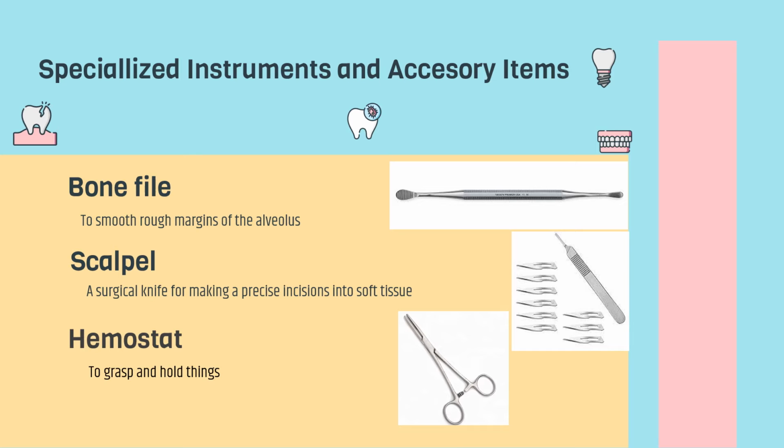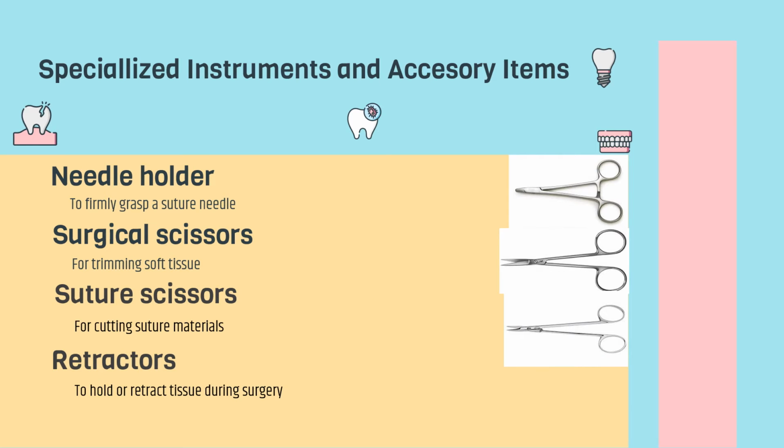Scalpel, a surgical knife for making precise incisions into soft tissue. Hemostat, to grasp and hold things. Needle holder, to firmly grasp a suture needle. Surgical scissors, for trimming soft tissue. Suture scissors, for cutting suture materials. Retractors, to hold or retract tissue during surgery.